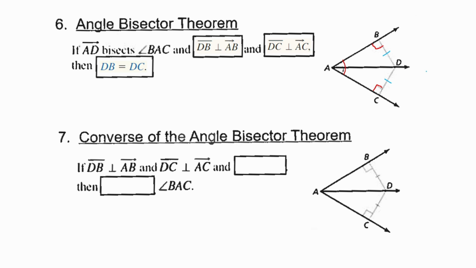All right, number 7, the converse of this, again, if we reverse the order of our logic here. So this time we're given that those perpendicular pieces are there. So DB is perpendicular to AB and DC is perpendicular to AC. We're also given that DB is equal to DC. Then it will say that AD will bisect angle BAC. So let's do this in a different color. Let's use some purple here. So that means that this smaller angle will be equal to this angle here.